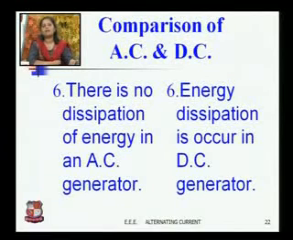The same funda you can apply for DC: if you get an instant value of 500 volt, you require some additional energy. This energy is dissipated in the generator and you get a DC voltage. So this type of dissipation does not occur in AC, but it occurs in DC only.